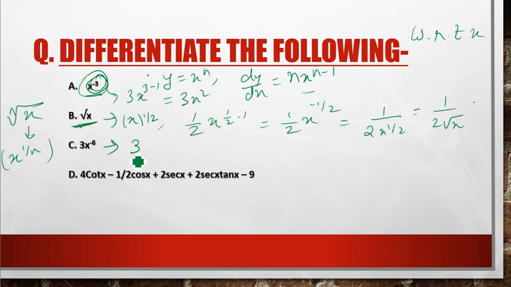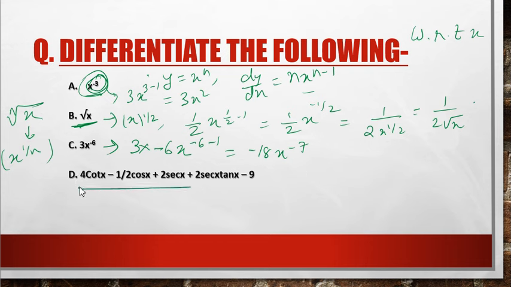3 will remain as it is because it's a constant term. So now coming to x to the power minus 6. See, the n value is minus 6. So 3 into minus 6 x to the power minus 6 minus 1. So how much will it be? Minus 18 x to the power minus 7.